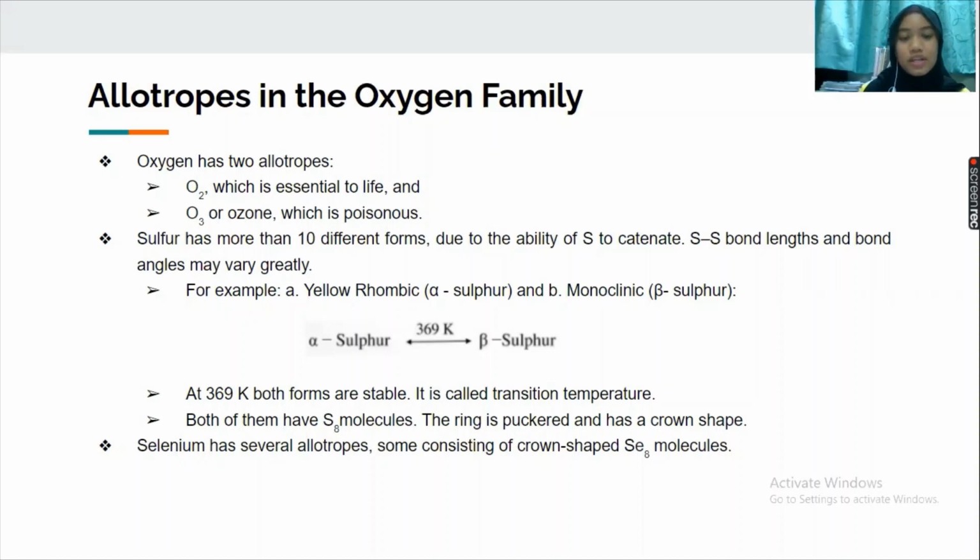For example, yellow rhombic alpha sulfur and monoclinic beta sulfur. At 369 Kelvin, both forms are stable. It is called the transition temperature. Both of them have octasulfur molecules. The ring is puckered and has a crown shape. Selenium has several allotropes, some consisting of crown-shaped octaselenium molecules.